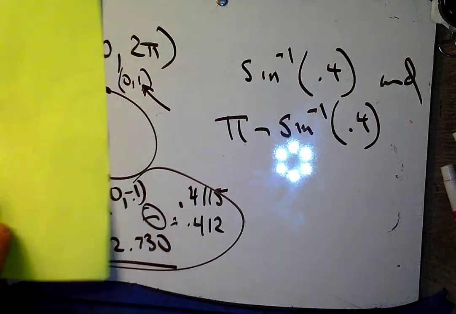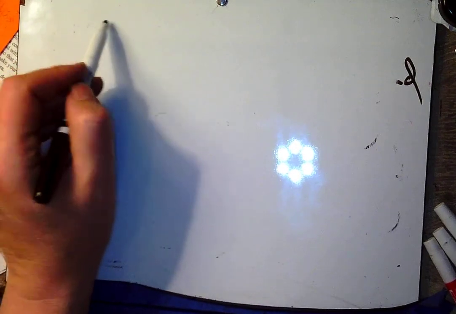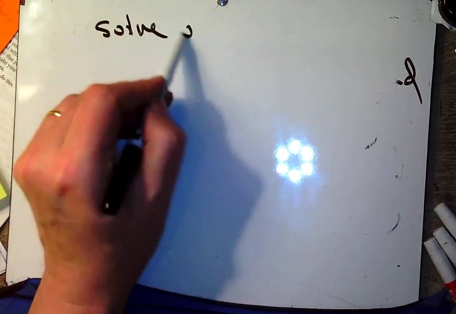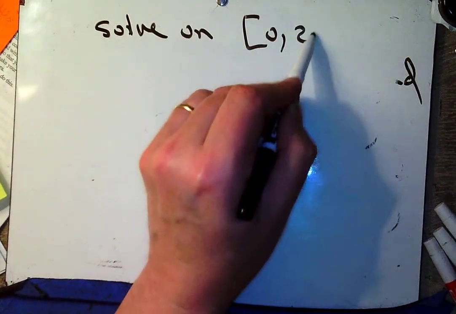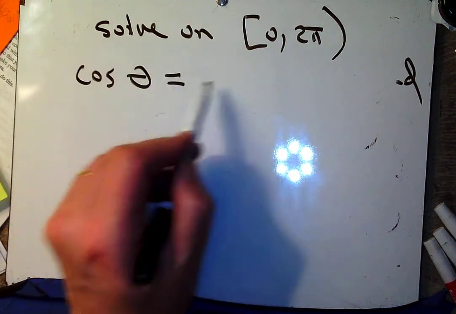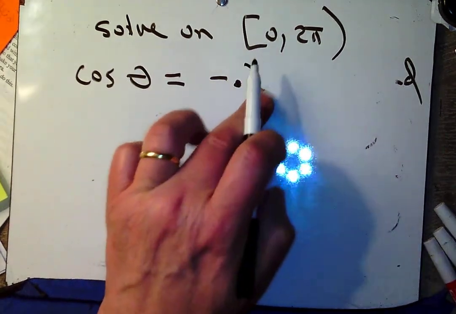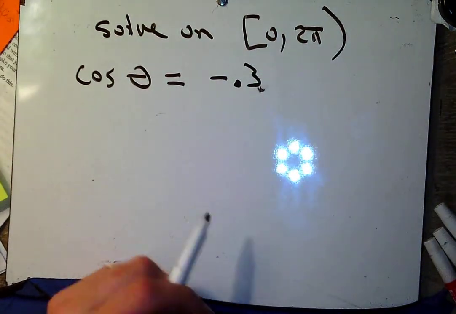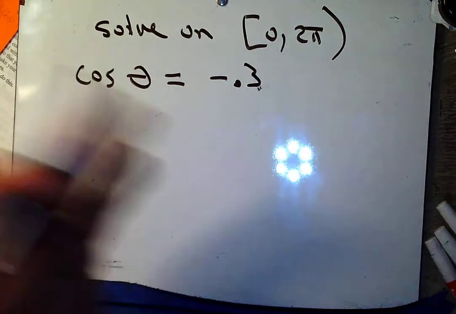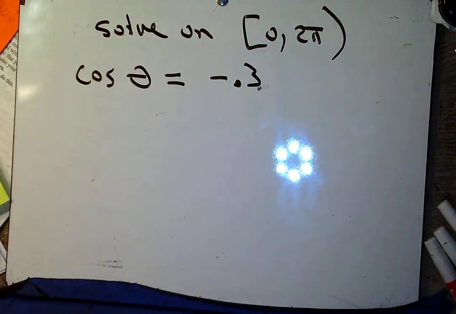Okay. In fact, why don't you do this one? Why don't we say solve on 0 to 2 pi, cosine theta equals negative 0.3. Okay. All right, give it a try. Either method doesn't matter to me.